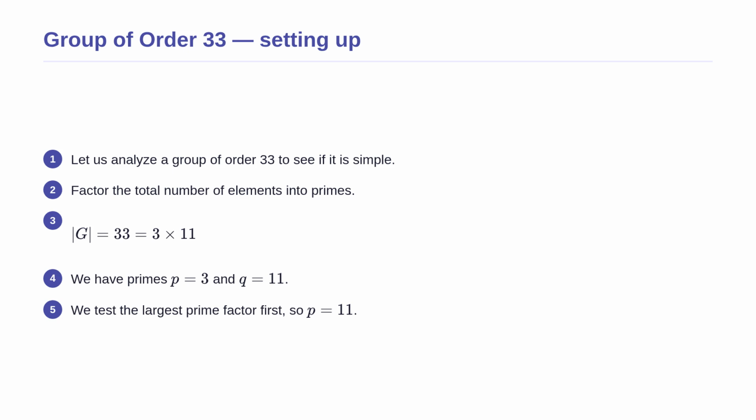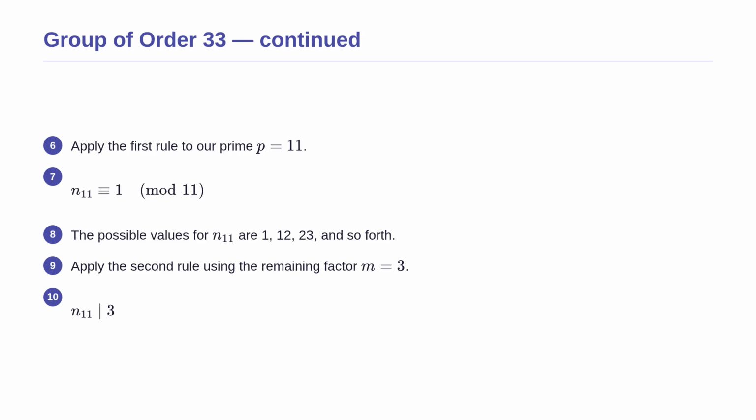Following our rule of thumb, we will begin our investigation by looking for Sylow 11 subgroups, since 11 is the larger prime. Moving forward with our prime of 11, we apply the first rule. The number of Sylow 11 subgroups, N11, must leave a remainder of 1 when divided by 11. This gives us our first set of constraints. The possible values are 1, 12, 23, and so on.